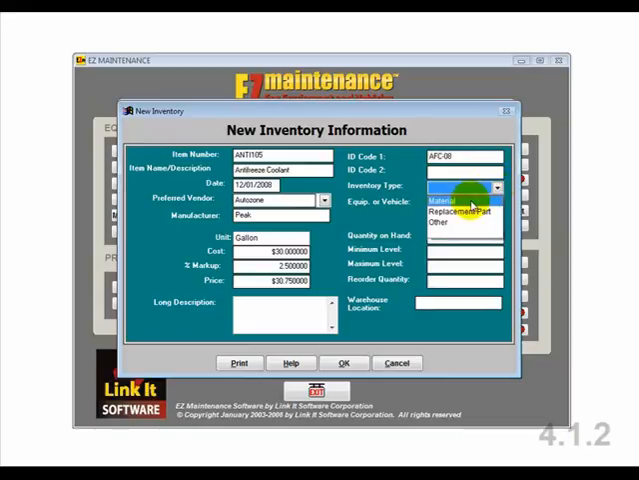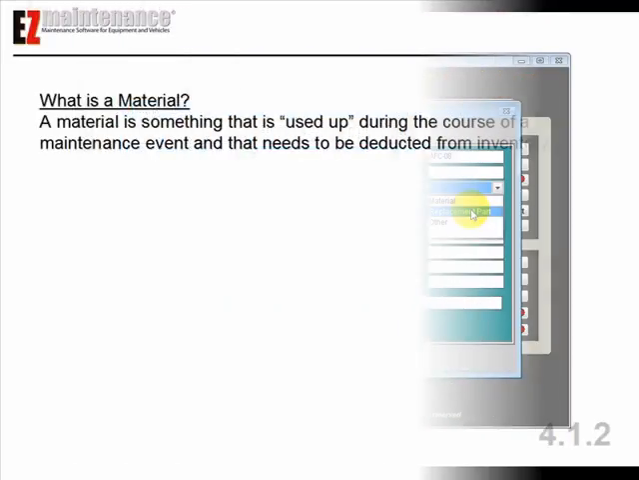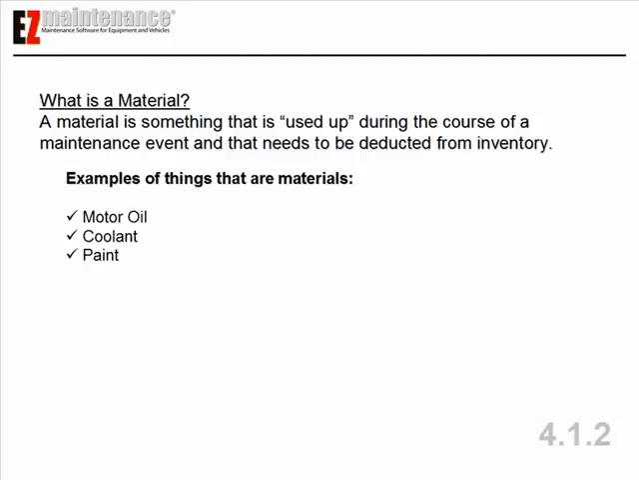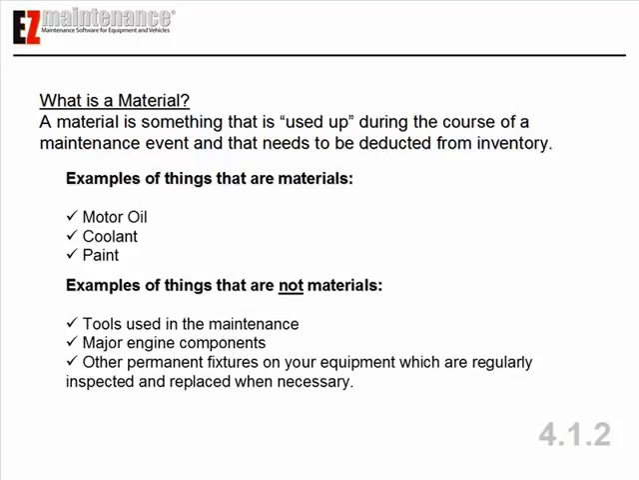First, however, we should explain the meaning of the words material and replacement parts as used in Easy Maintenance. The word material means something that is used up during the course of a maintenance event and that needs to be deducted from inventory. Good examples of materials are things like motor oil, coolant, or paint. Things like tools or major engine components should not be treated as materials in Easy Maintenance. Tools are used over and over again, and major engine components are more appropriately treated like replacement parts. They're regularly inspected and replaced only when necessary.